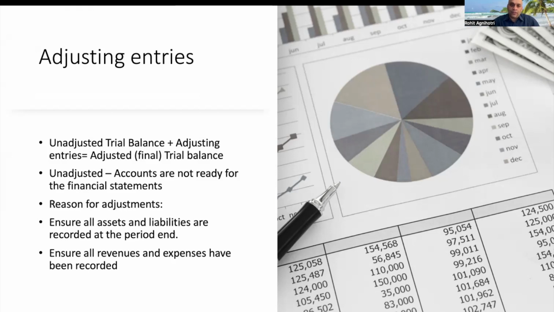Unadjusted simply means your accounts are not ready for you to compile or finalize your financial statements because they are incomplete. Now, what are the reasons for adjustments? I've given the last 2 points here. We must ensure that all assets and liabilities are recorded at the end of the period. The end of the period could be your month or your year, whatever your period is. So January 1st to January 31st. January 1st is the beginning of the period, January 31st is the end of the period. So all your assets and liabilities, any changes must all be recorded. Same thing with your revenues and expenses.